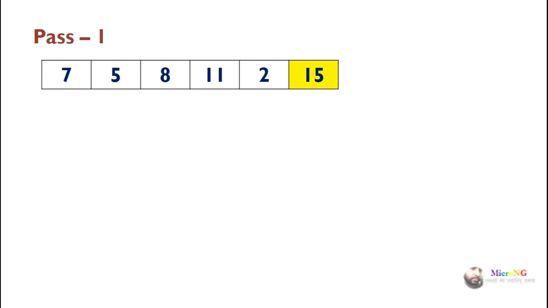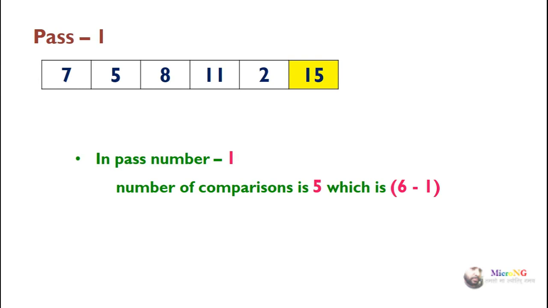We can see that here 15 has reached the end of the array. So that becomes part of the sorted order, and we don't have to process the last element further. In pass number 1, in total we made 5 comparisons, which is related to total numbers minus the pass number. Here the pass number is 1 and total numbers are 6, so 6 minus 1 is 5. So in total we made 5 comparisons in pass number 1.